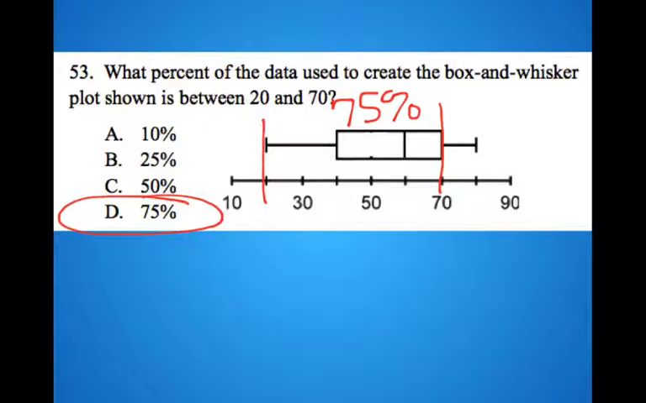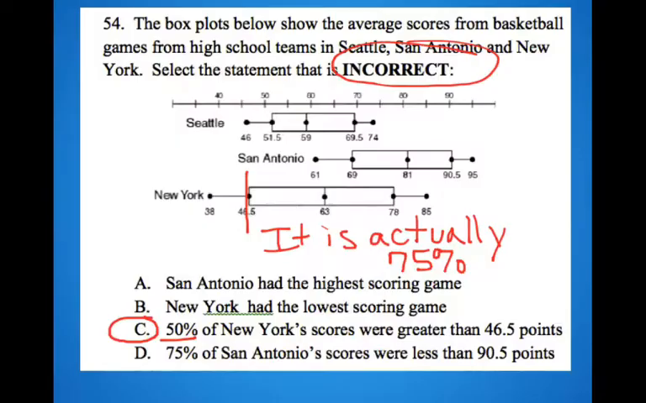What percent of the data is between 20 and 70? You can tell that it's this little whisker right here plus the box itself. The box itself is always 50% of the data, plus 25% for the whisker, so that's 75% total. The one that's incorrect is C, because it's actually supposed to be 75% of the data that's greater than 46.5, because it's again the box and a whisker. All the rest of them are correct.